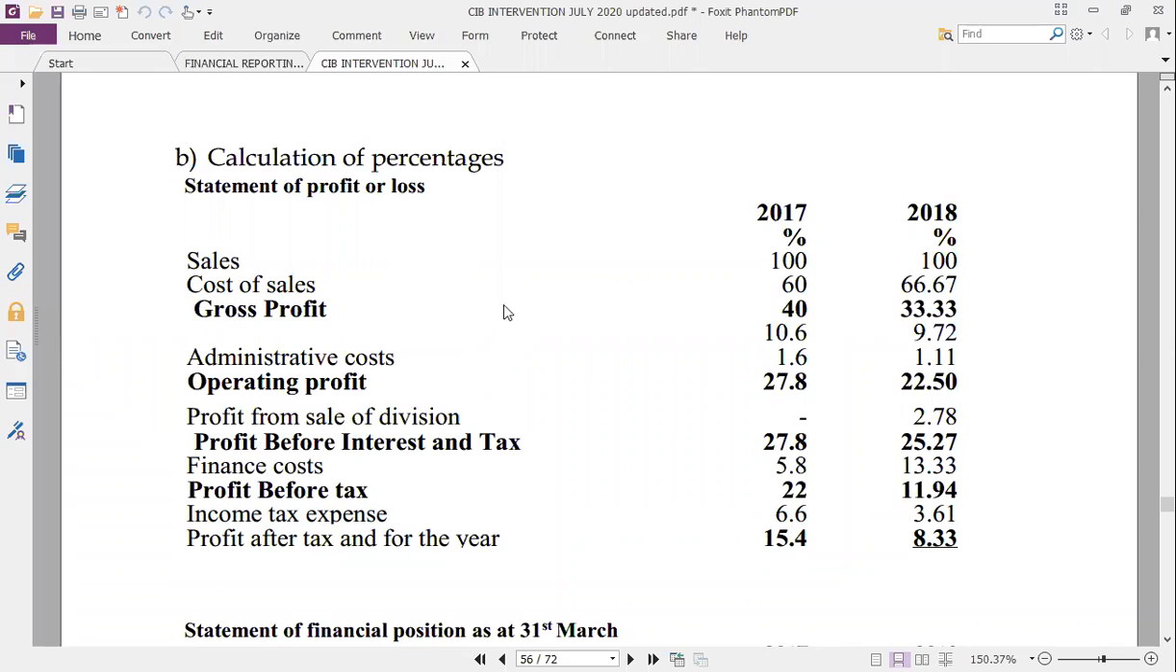You are done with the common size for stability. But if it's just a single year, 2017, you are just doing descriptive analysis. Cost of sales is 60% of sales, giving a gross profit of 40%. That suggests that cost of sales constitutes a higher percentage. So most of the sales push into cost of sales.